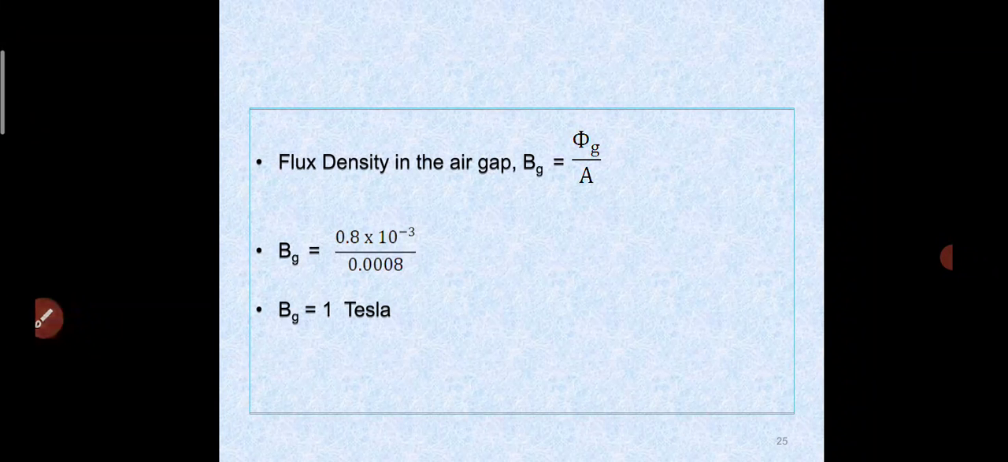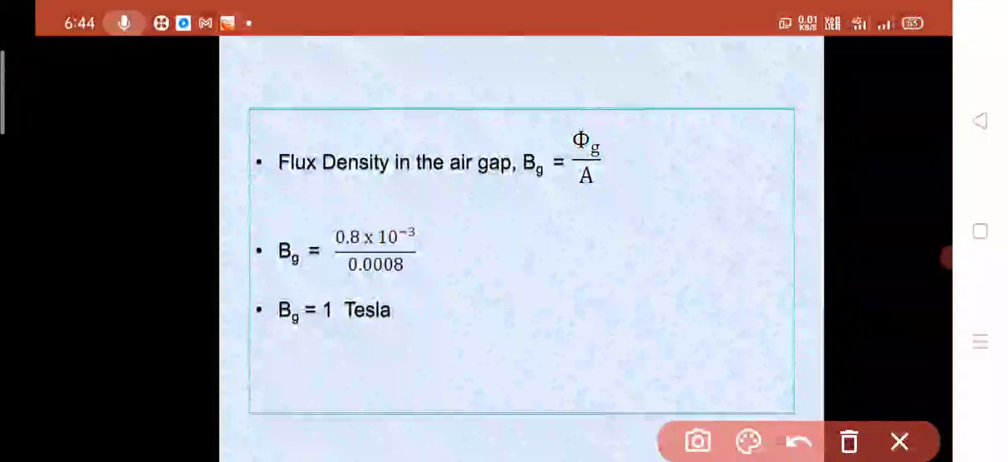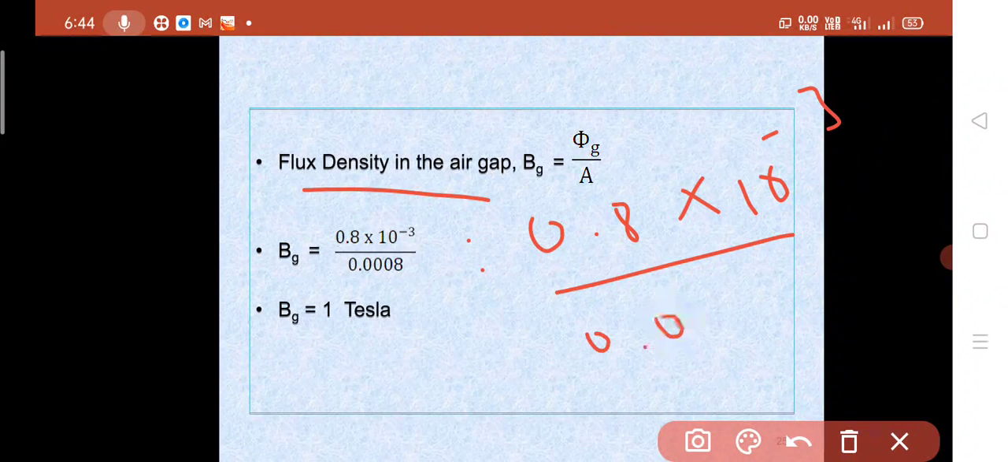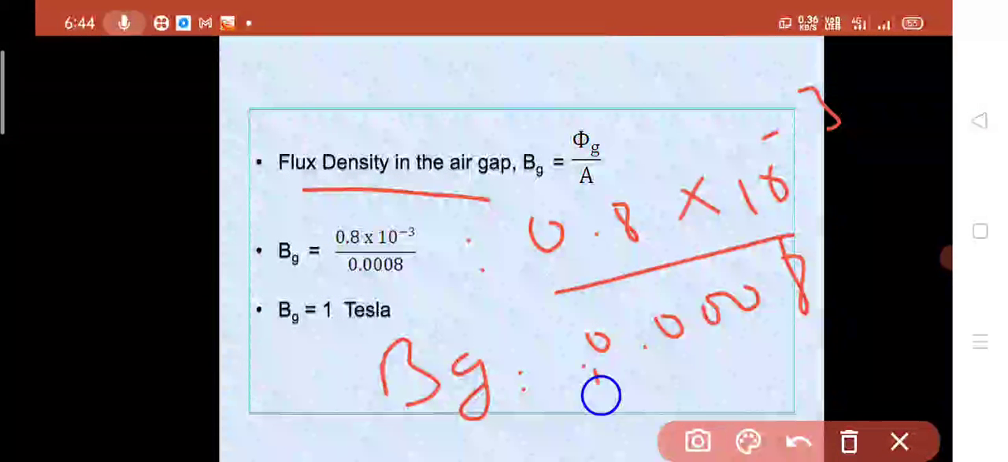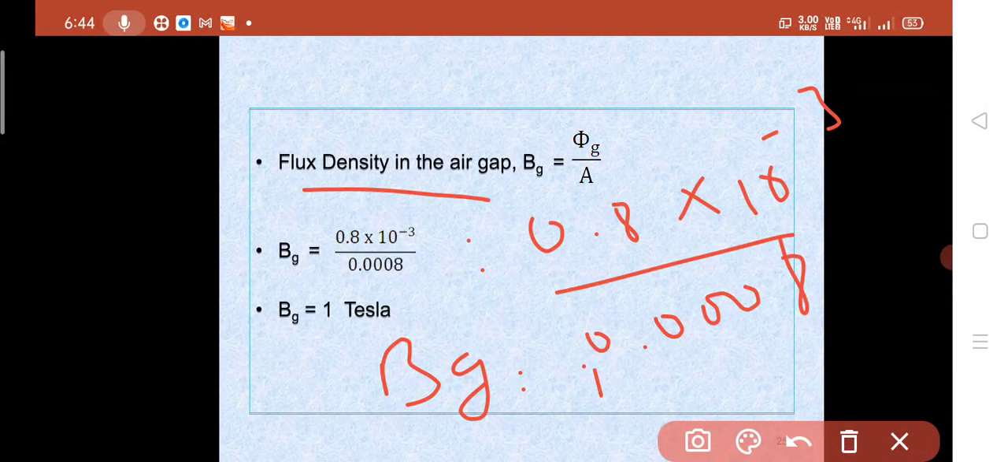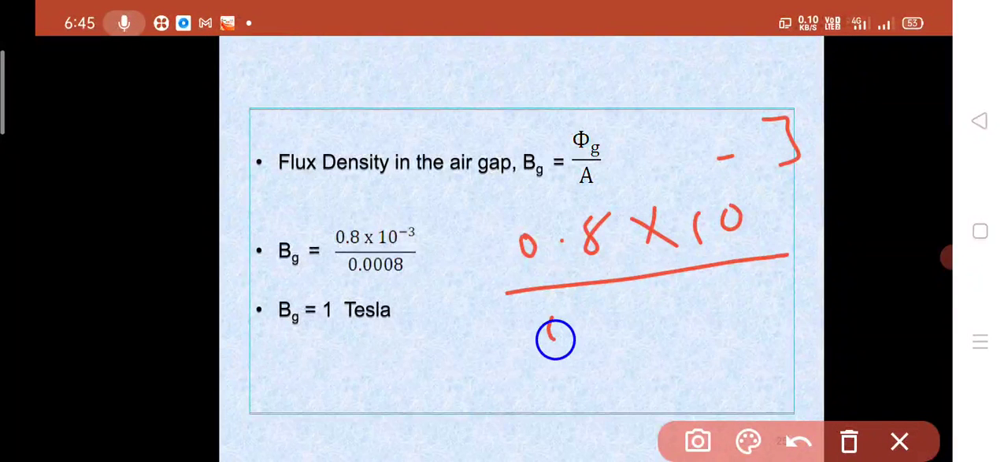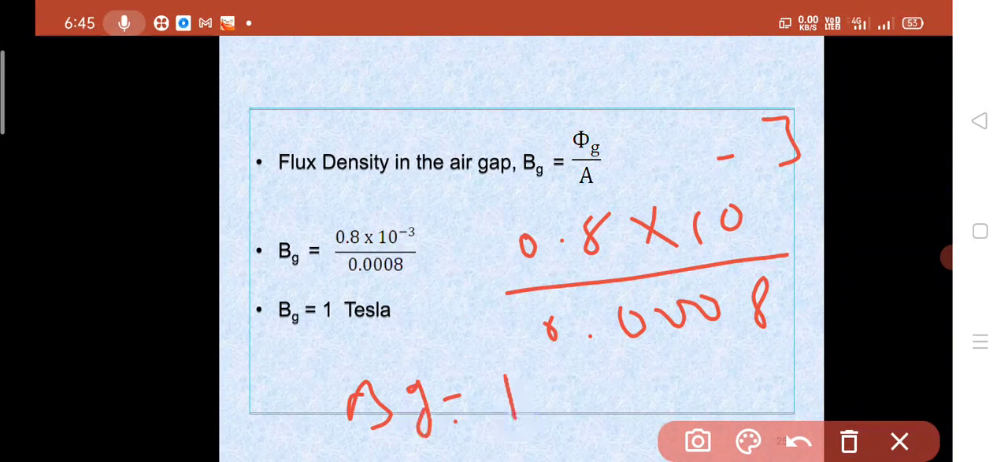Now flux density in the air gap. So Bg is equal to phi g by A. So phi g value is 0.8 into 10 to the power of minus 3, and area value is 0.008. So Bg is equal to 0.1 tesla.